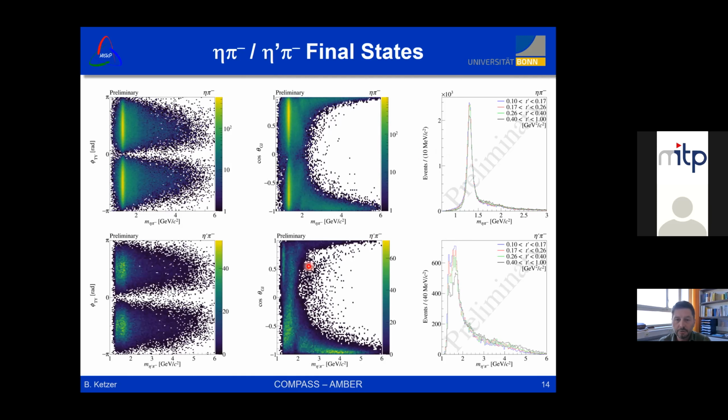And this is now the new plot for the eta prime pi cos theta Gottfried-Jackson versus mass, and you see a clear forward-backward asymmetry, which comes from the interference of even and odd waves, which immediately shows that there is an exotic contribution here. So these plots are the new ones that replace the older ones.